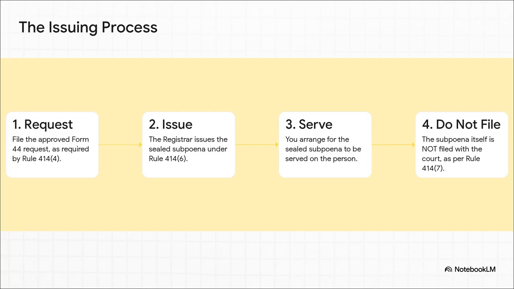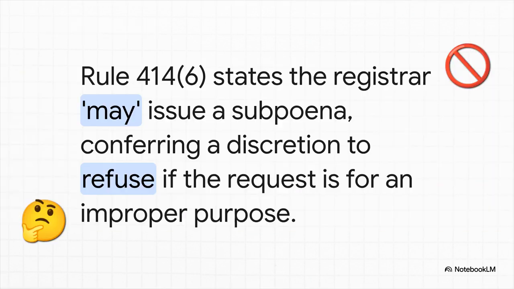But here's the bit that trips people up, a classic exam question. From subsection 7, you do not file the subpoena itself with the court. You only file the request for it. Get that one right. And remember, just because you ask doesn't mean you automatically get one. Rule 414, subsection 6, uses the word may. The registrar may issue the subpoena, and that little word may means they have discretion.